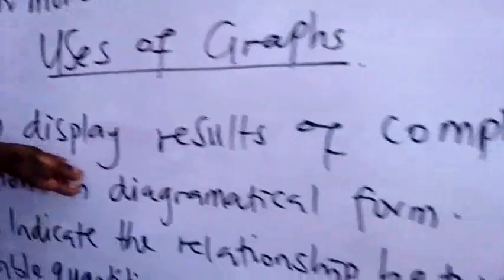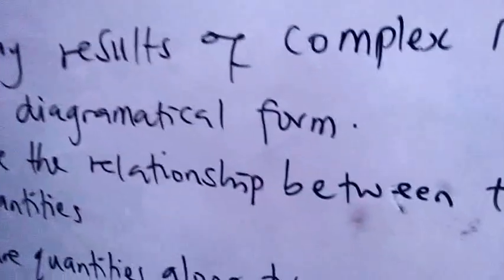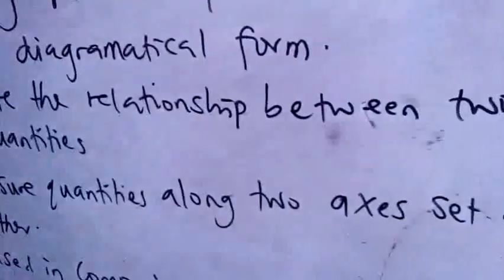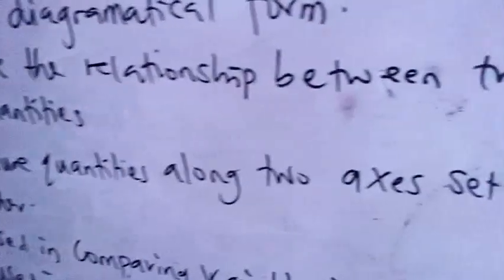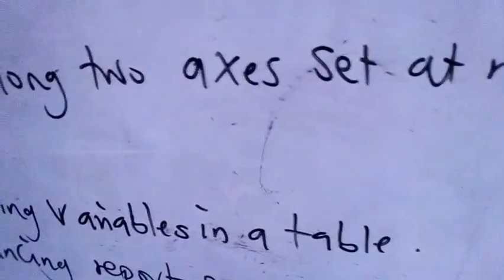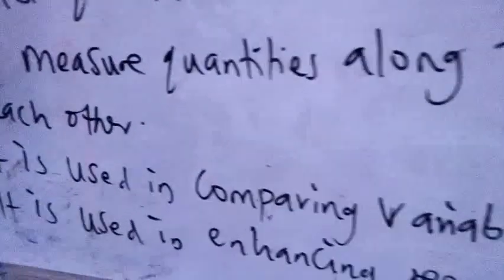Those are the uses of graphs. Number 1, graphs are used to display results of complex mathematical solutions in diagrammatical form. Number 2, to indicate the relationship between two or more variable quantities. Number 3, to measure quantities along two axes set at right angle to each other. Number 4, it is used in comparing variables in a table. And number 5, it is used in enhancing report presentation.